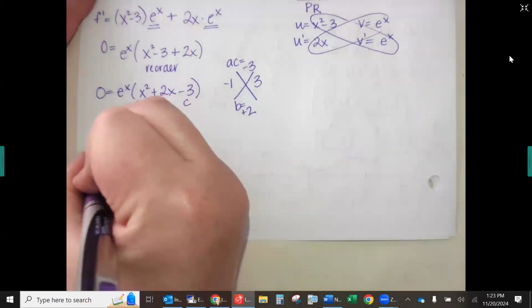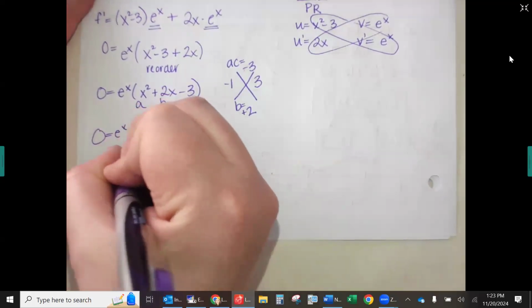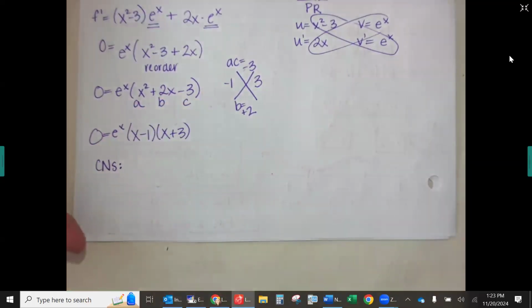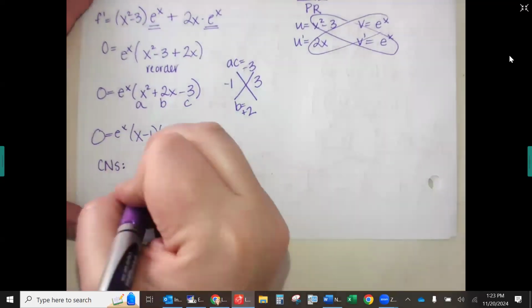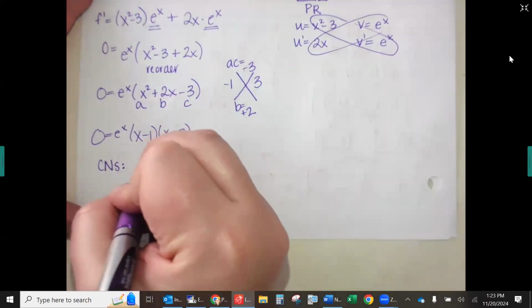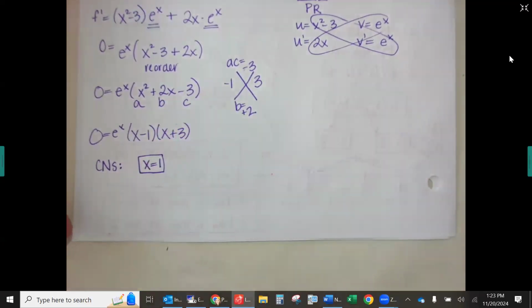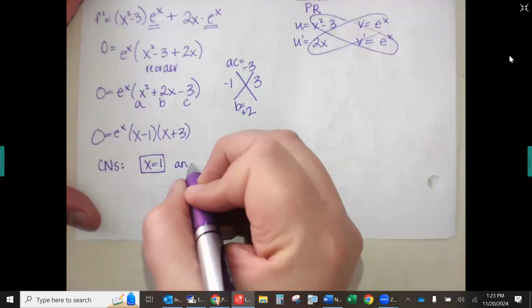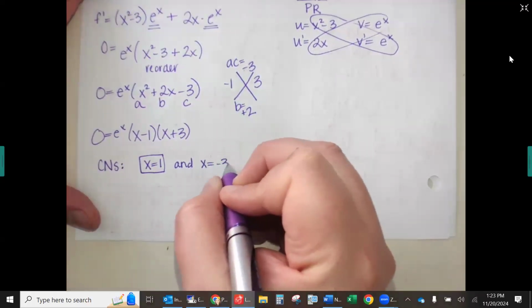CN, what does it stand for? Critical numbers, very good. So if I have x minus 1, that means that my critical number is x equals positive 1, because remember you want to change the sign. And then I have an x plus 3. That means my second critical number is going to be x equals negative 3.